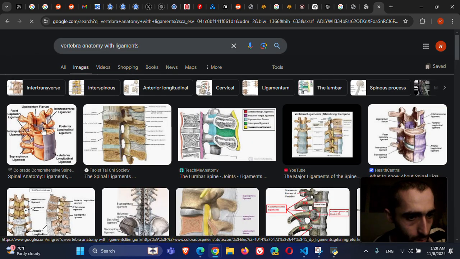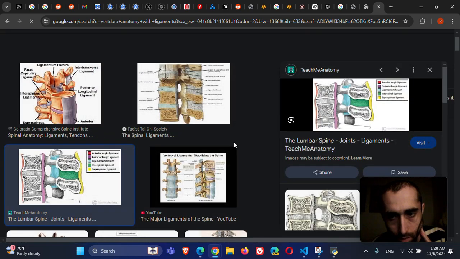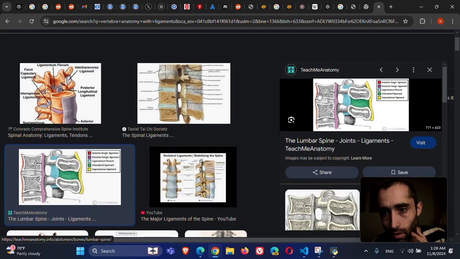This is a good one. Now you can see that there is the anterior longitudinal ligament, posterior longitudinal ligament. Here is the ligamentum flavum. Here is the interspinous ligament. This is the supraspinous ligament. So you can see that there are ligaments, and those ligaments are part of the anterior and posterior compartments of the vertebra. Now you can ask the LLM about this.